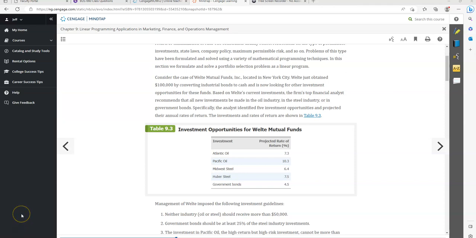Casey, in order to get this to you fairly quickly, I'm going to roll through this directly from the reading and explain to you the constraints. I hope this is helpful.